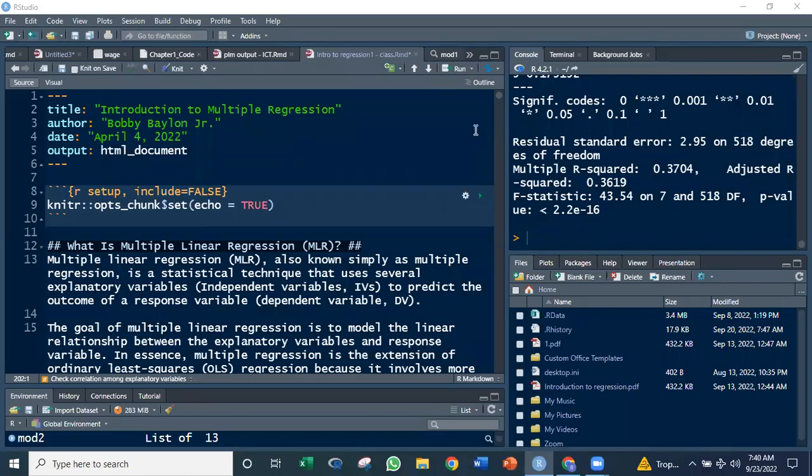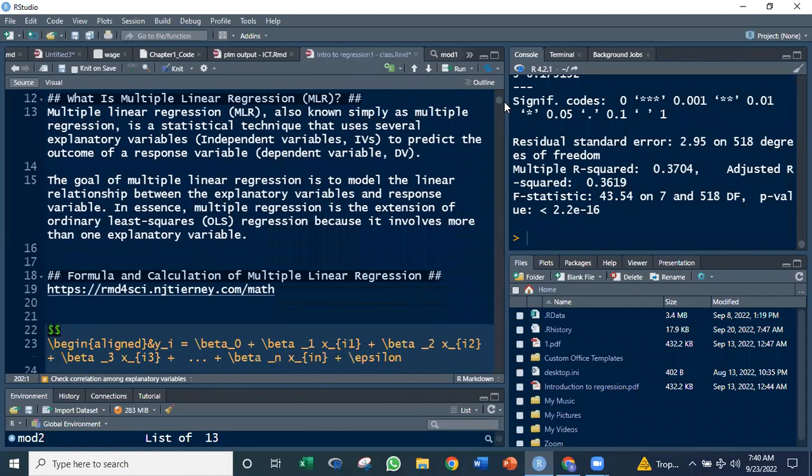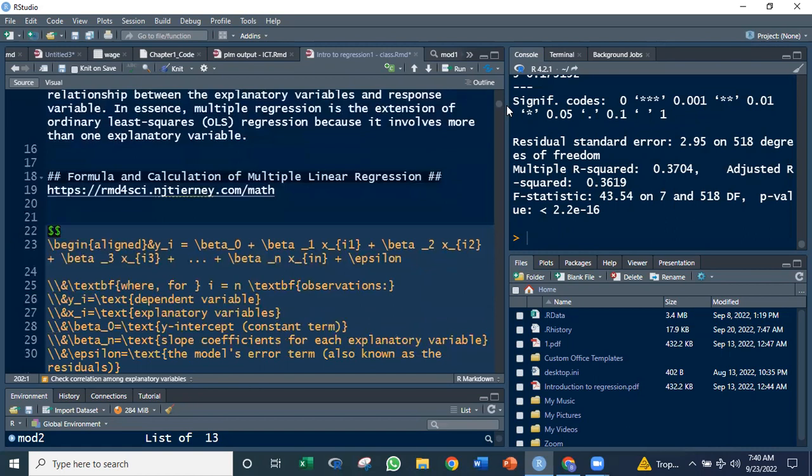So good morning once again. We're going to continue our discussion on multiple linear regression. So far, what we have done was to discuss the objective of multiple linear regression, which is to find the relationship between your dependent variable or response variable with your independent variable or your predictor variables.